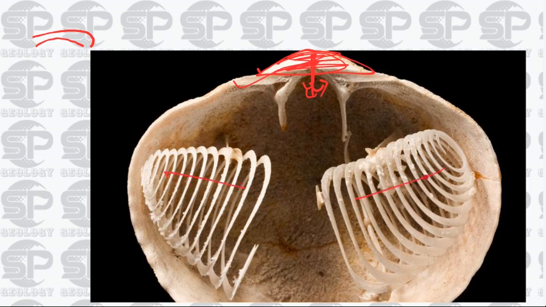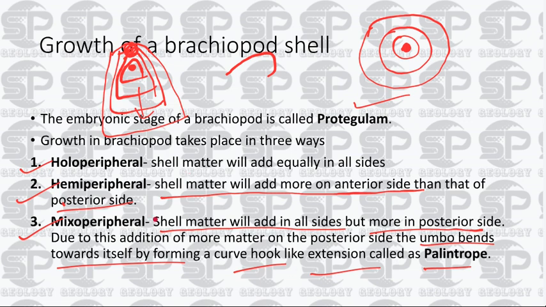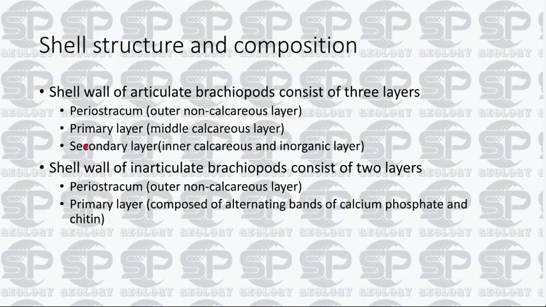These are brachial skeleton. These are loop-like brachial skeleton. Understood? So these are three types of growth. The cell structure and composition.